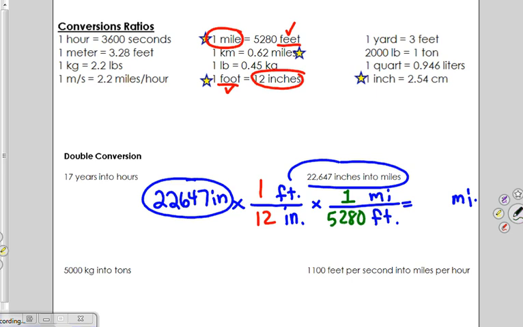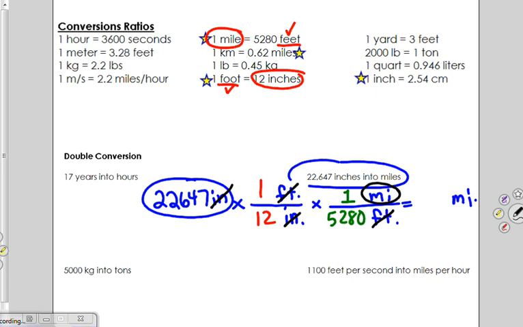Okay, so here we go. The units should cancel out correctly. Inches up top, inches in the bottom. Feet in the top, feet in the bottom. Who's the only unit that didn't have anyone to cancel with? Miles. So we have this set up correctly.